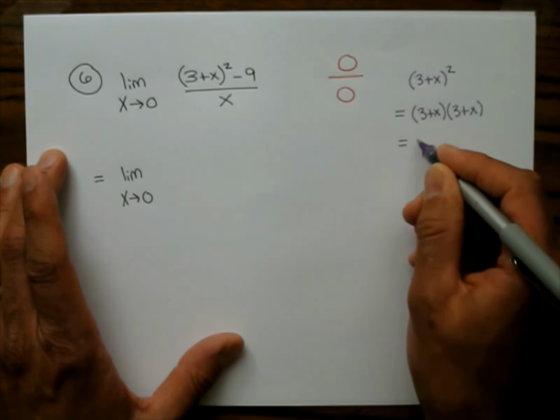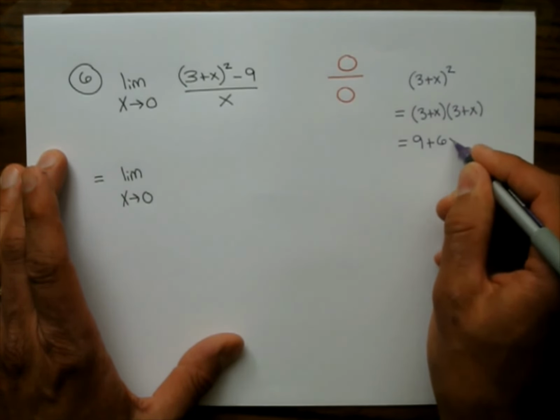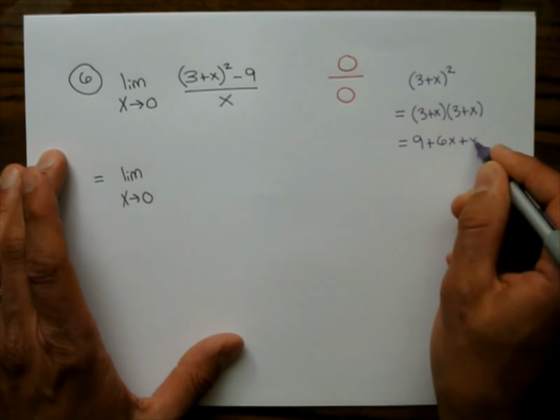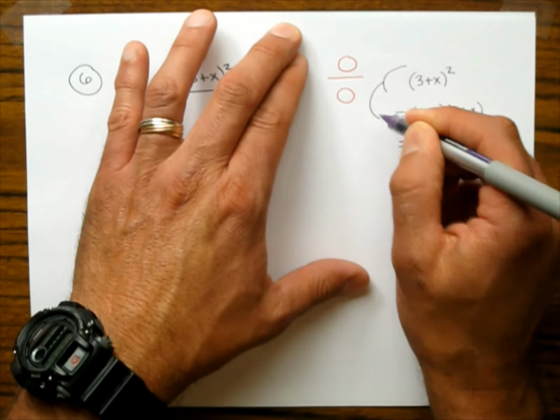So we end up getting 9 plus 3x, which is plus 6x. And then this is plus x squared. Okay, so why don't I just make a cloud off to the side?